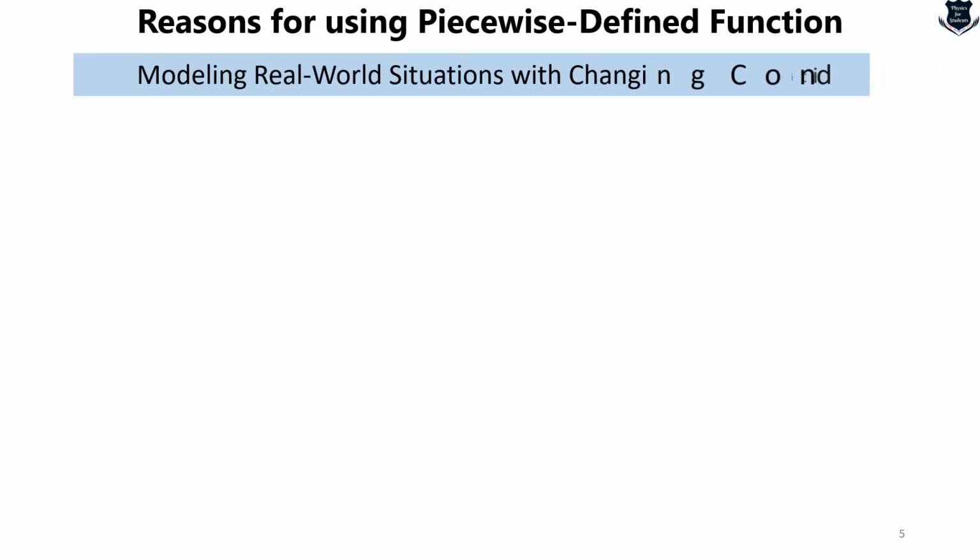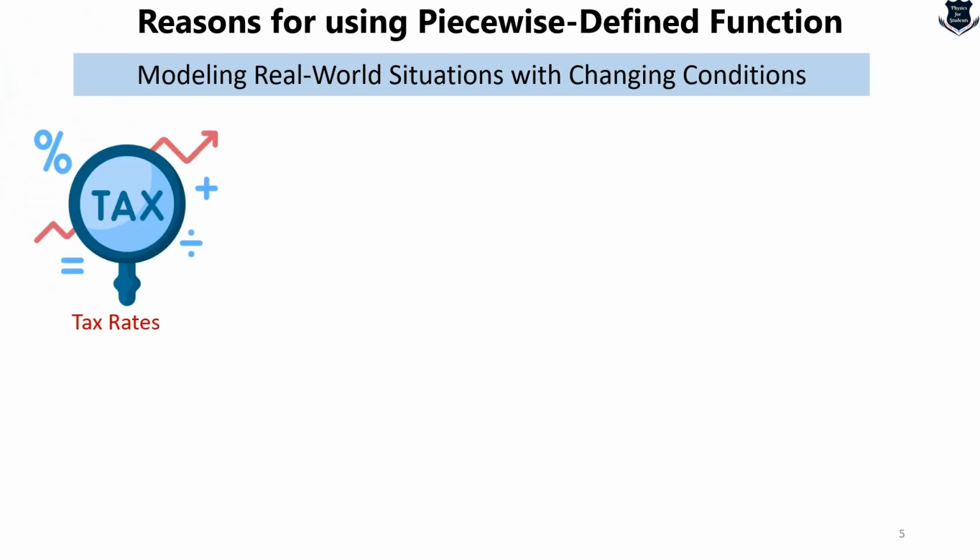As I have told you earlier, it is used for modeling real world situations with changing conditions. For example, tax rates. In tax calculations, income is often taxed at different rates because your income, my income, and another person's income are not the same. So if you are given a certain bracket, you need to calculate tax rates where this is used.